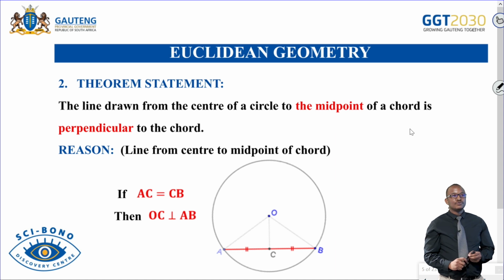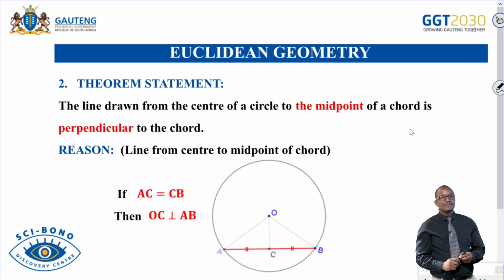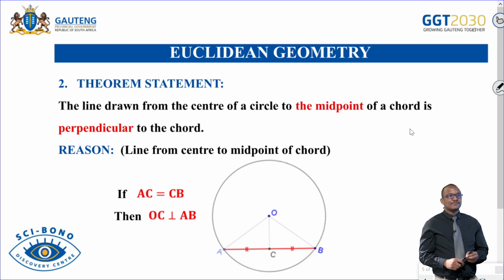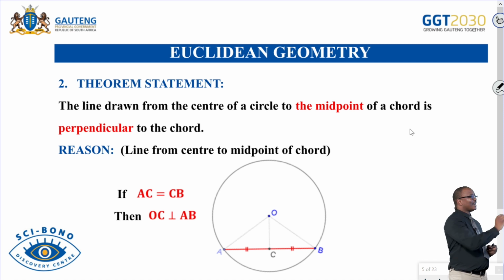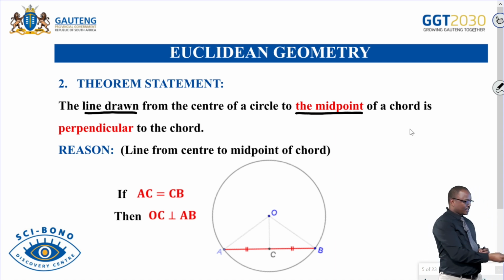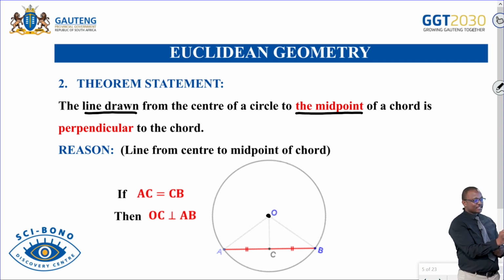Then we go to the very same theorem 1, but with another alternative, or we can call it the converse. The theorem states as follows: the line drawn from the center of a circle to the midpoint of a chord is perpendicular to the chord. So now we're talking about a line that is drawn from the center of a circle to the midpoint of a chord. We can see that we have our center as O.